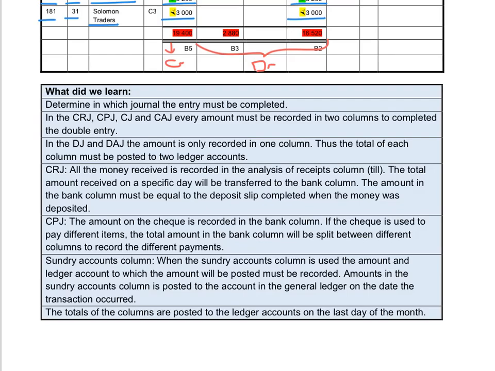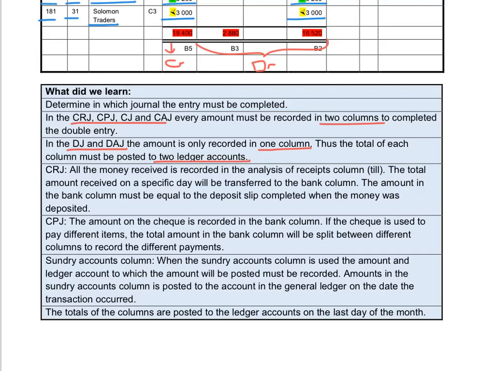What did we learn? Determine in which journal the entry must be completed. In the cash receipts, cash payments, creditors and creditors allowances journal, every amount must be recorded in two columns to complete a double entry. In the debtors journal and debtors allowances journal, the amount is only recorded in one column. Therefore, the total of each column will be posted to two ledger accounts.